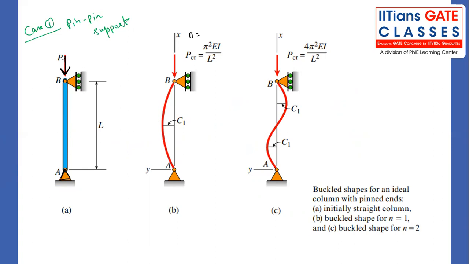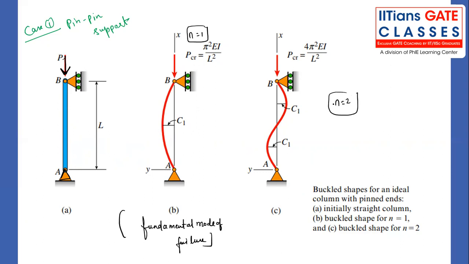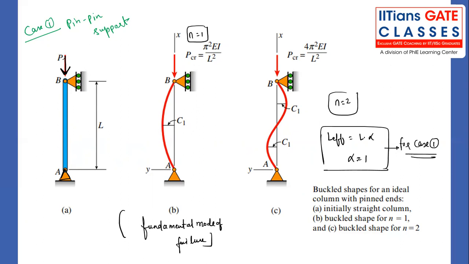This is for N equal to 1. This is called the fundamental mode of failure. When N equal to 2, in the formula with the same end conditions, your effective length is L into alpha. Alpha is what? For the pin-pin case, case number 1, you can note down alpha is equal to 1.